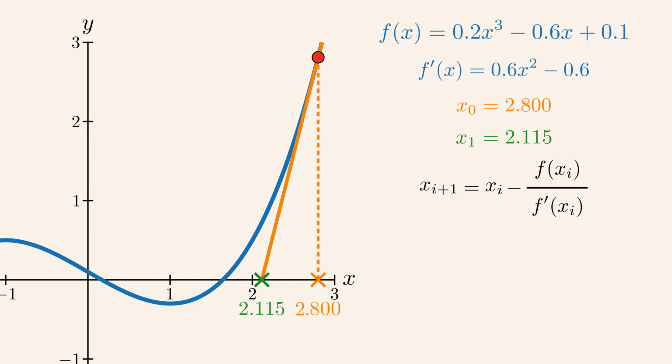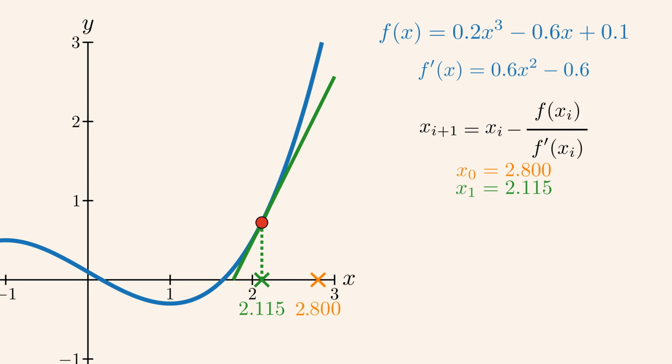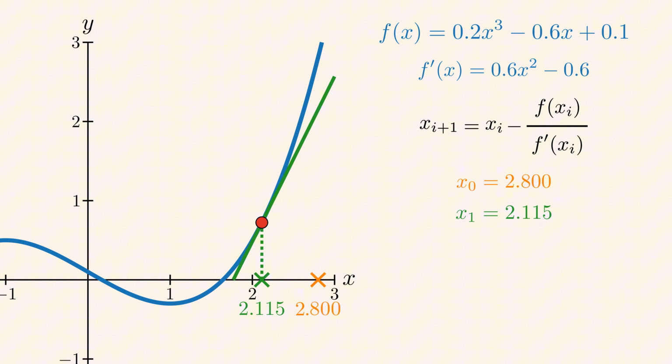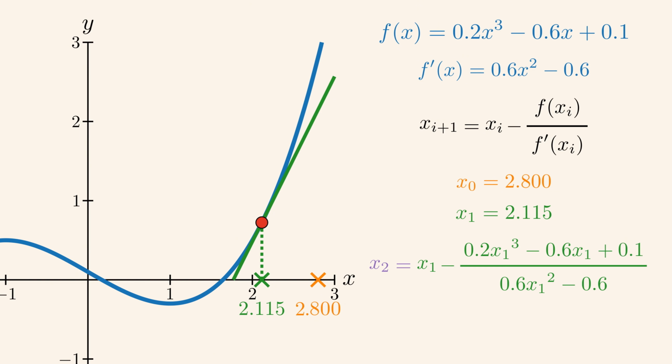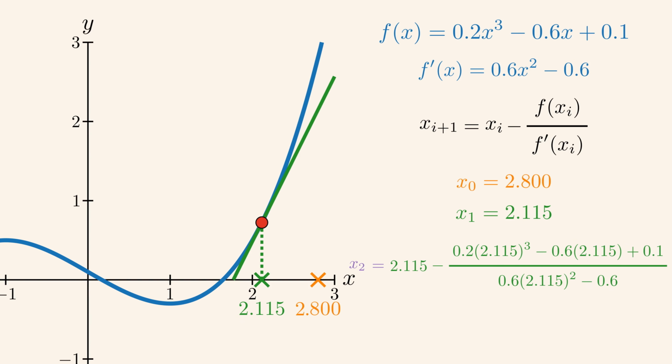Now that we know that x1 is 2.115, we should move the red point, the tangent line, and pretty much everything else to this new point. Let's also rearrange our equations so that they're organized more clearly. To find x2, we can now simply use the formula. We substitute the expression for the function, as well as the expression for its derivative. Since we already know that x1 is 2.115, we plug this value into every occurrence of x1.